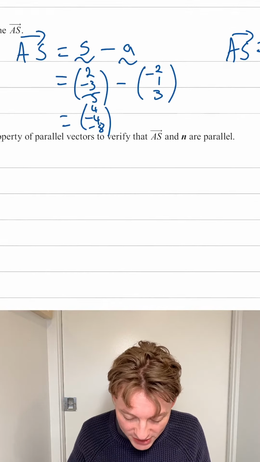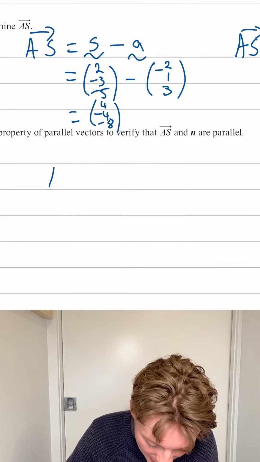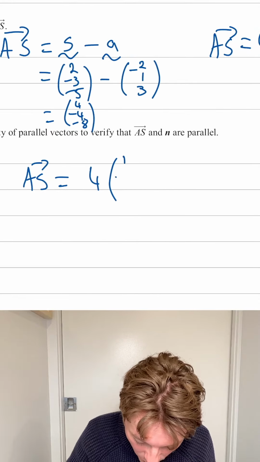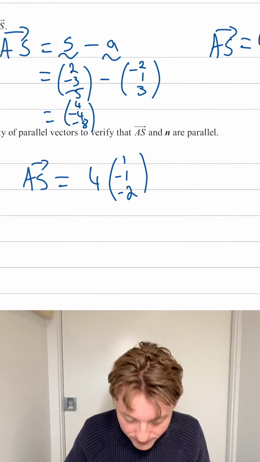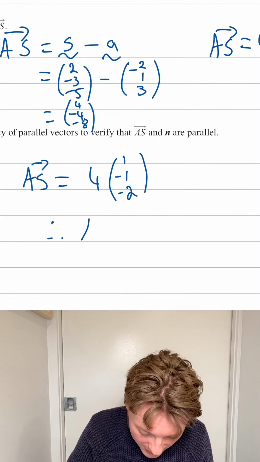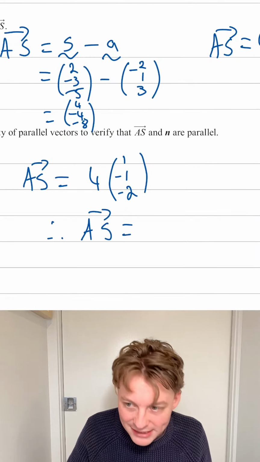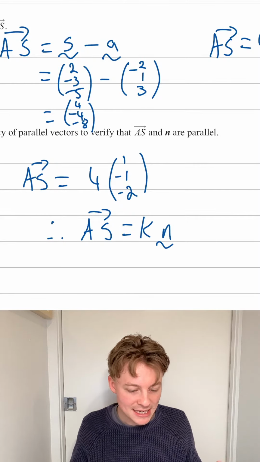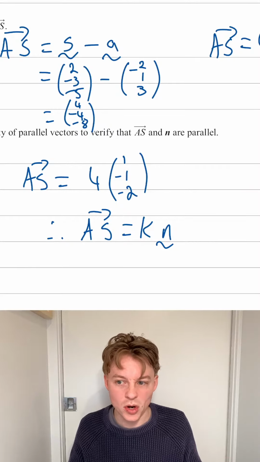So I can simply just say, now, vector AS, let's make this really clear so they can never take marks off: 1, minus 1, minus 2. So therefore, vector AS is equal to k multiplied by vector n, where k is our scalar quantity. In this case, it's 4 times vector n.